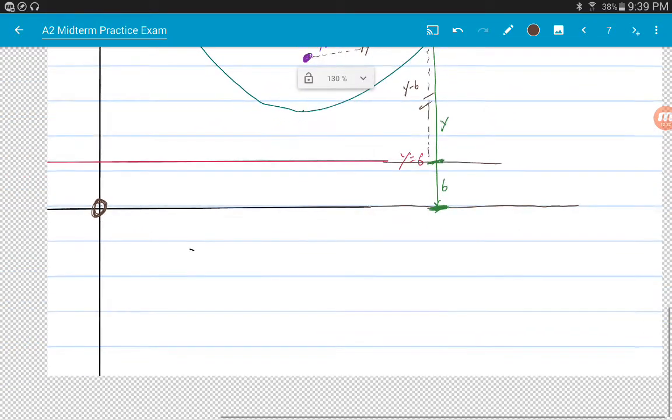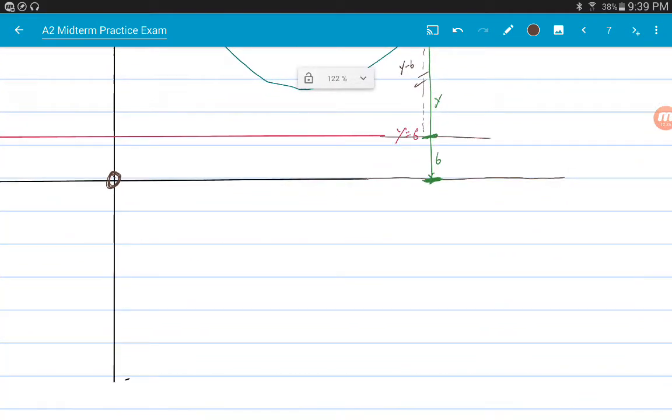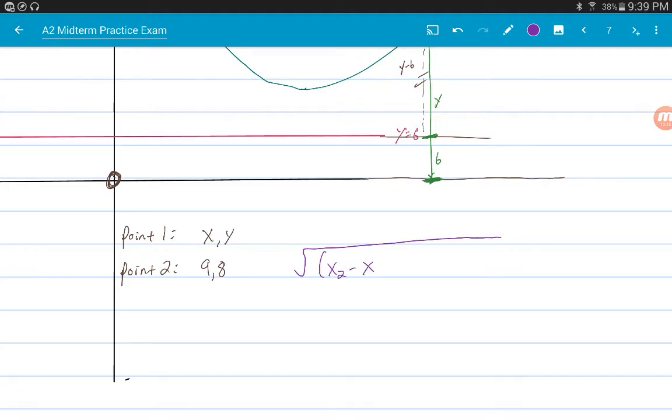Now, the distance formula between those 2 points is equal to y minus 6. So let's do it like this. Point 1 will be x comma y. Point 2 will be 9 comma 8. I'm going to use the distance formula, which is the square root of x2 minus x1 squared plus y2 minus y1 squared, and that's going to be equal to y minus 6.